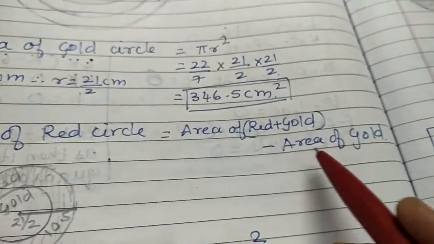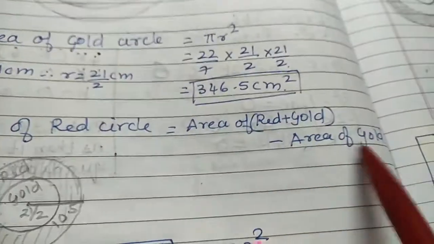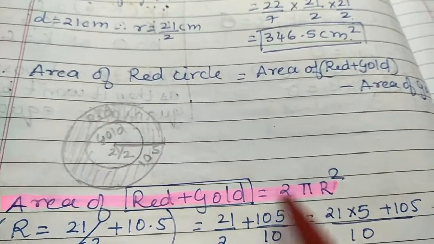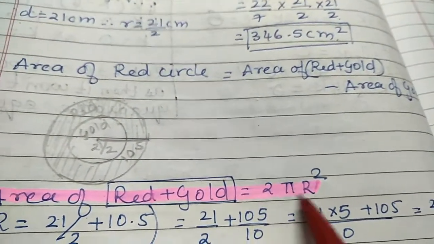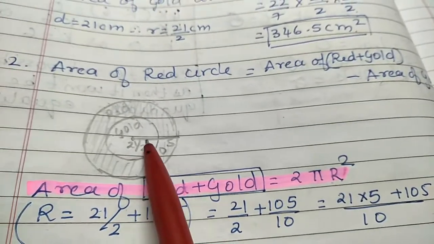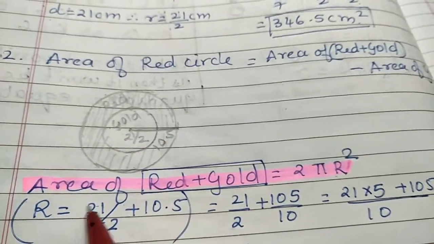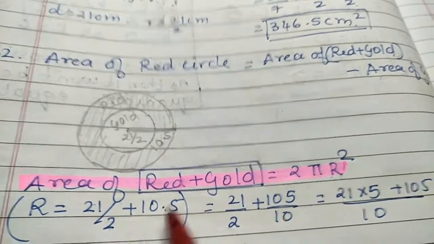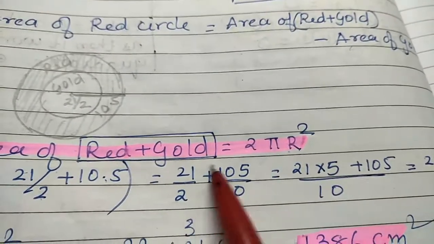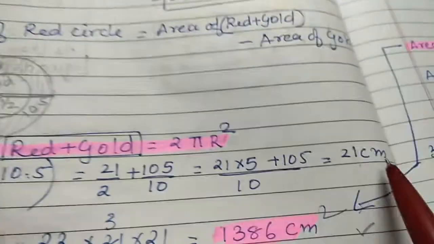Now this area of gold we have already calculated, so we have to calculate this big circle area. For that we take pi r square, where the radius will be this radius plus this. So 21 upon 2 plus 10.5 will give you 21 centimeter. If you see this calculation, it will be giving you 21 centimeter.